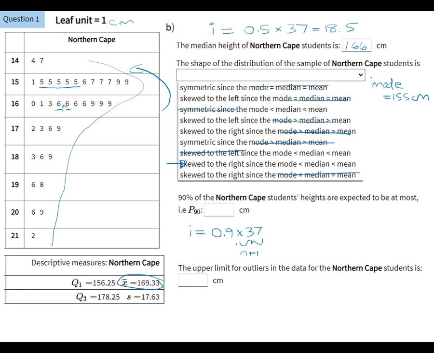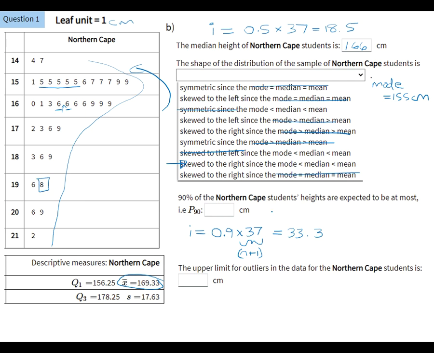So in school, you might have used that p over 100 times n. That is not the formula that your textbook uses, so we're not going to use times n, we are using times n plus 1. Let's just put that in brackets for safety. So if you do that calculation, you're going to get 33.3.